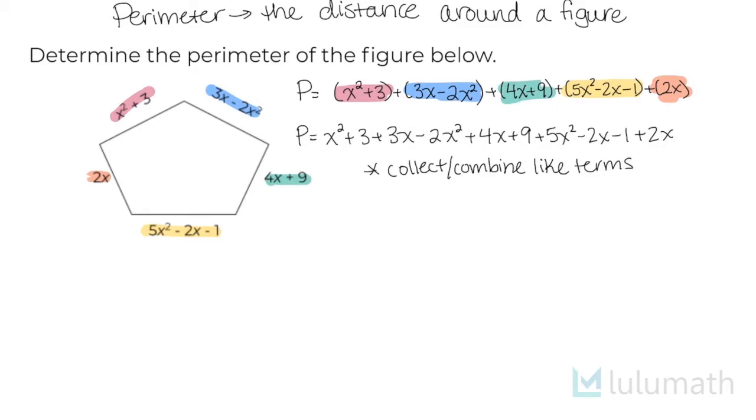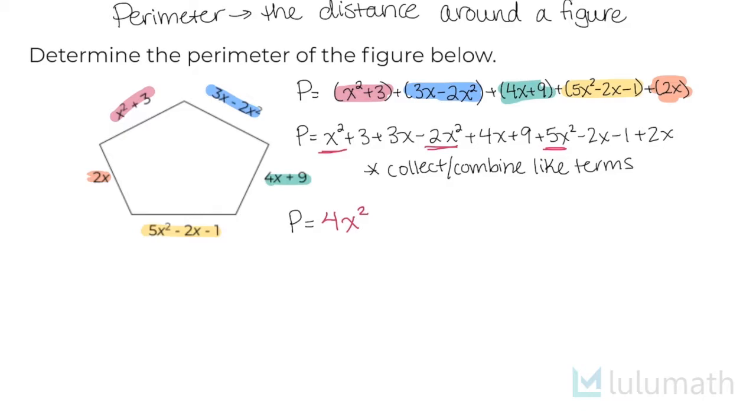And now all I have to do is collect or combine my like terms. I can see here I have 1x squared, and 1x squared is like negative 2x squared and 5x squared. So 1 minus 2 is negative 1, plus 5 is positive 4. So here I have positive 4x squared.